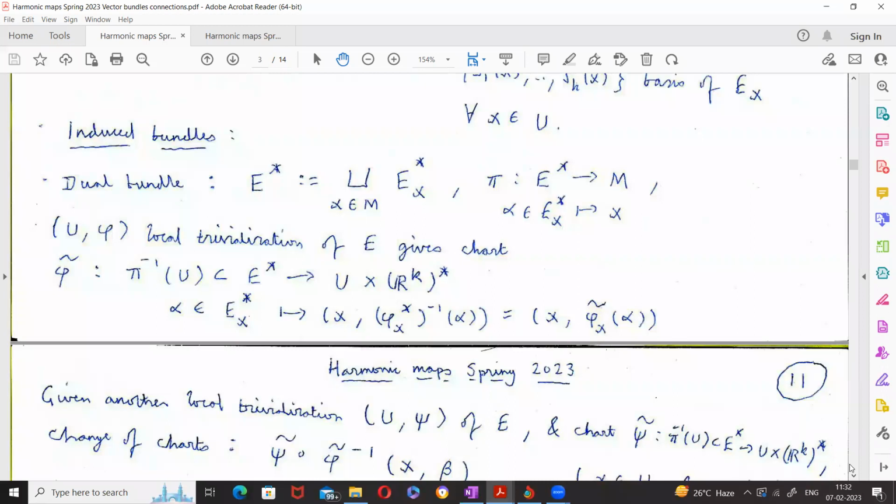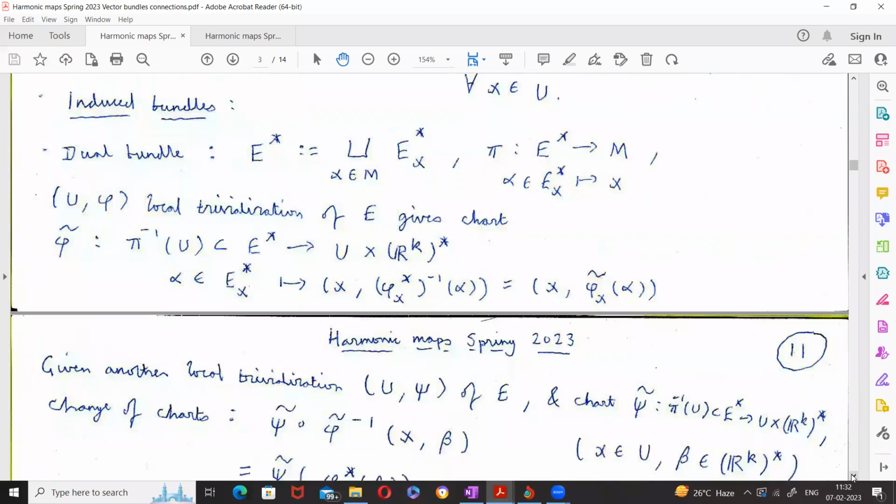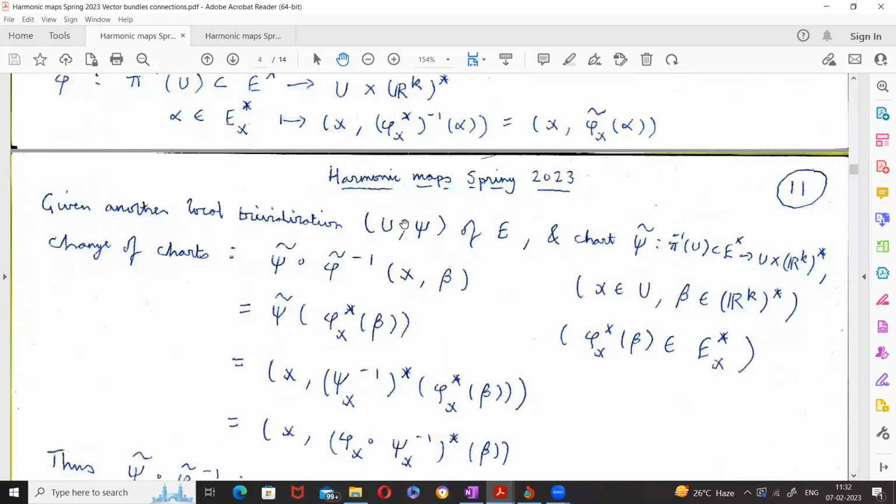this topology is well defined, because if I take another local trivialization U comma psi of E, I get an associated chart psi tilde from pi inverse U in E star to U cross RK star. What will the change of charts be for these two charts, phi tilde and psi tilde? So I have to look at psi tilde composed with phi tilde inverse of a pair X comma beta, where X is in U and beta is in RK star.